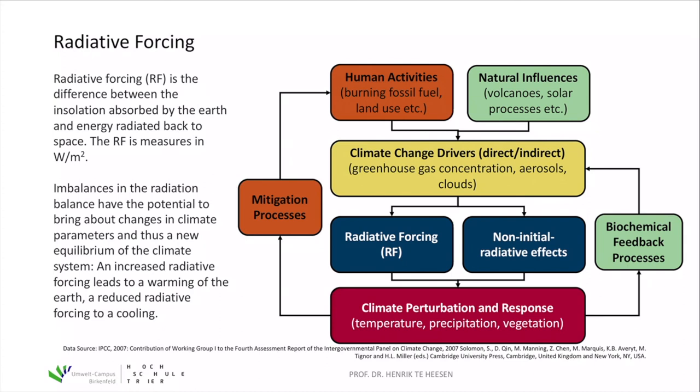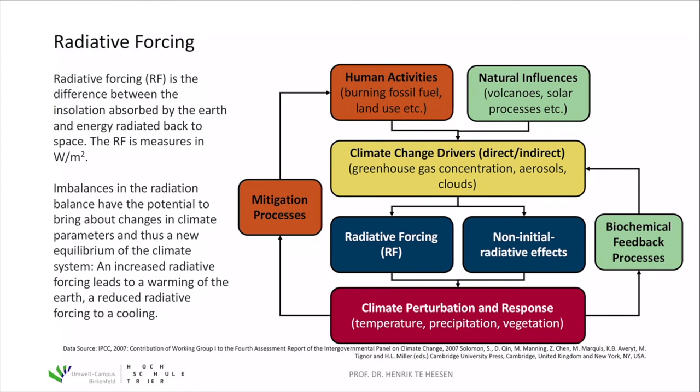On the right-hand side, you can see the influences or the factors provided by the IPCC report from 2007. What do we have? We have natural influences, of course, like volcanoes or solar processes, which influence the atmosphere and the radiation on Earth. On the other hand, of course, we have human activities like burning fossil fuels and the emission of carbon dioxide and other greenhouse gases. Of course, land use also has an influence.